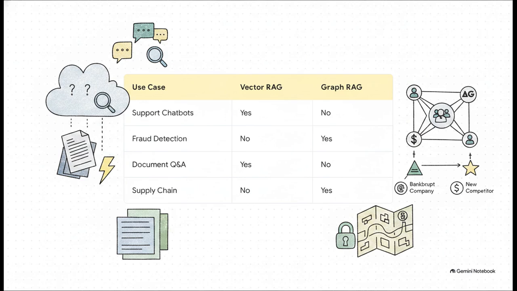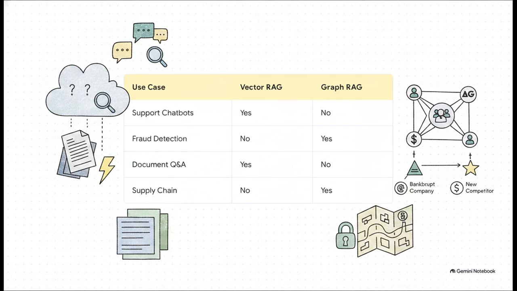So why does this matter? Well, it boils down to having the right tool for the right job. Vector search is fantastic, and super fast, for unstructured document lookup. We're talking customer chatbots or searching through a giant PDF manual. But if you want to find complex, hidden relationships, like, say, discovering which board member of a newly bankrupt company also happens to sit on the board of a newly formed competitor, you absolutely need the deep, multi-hop precision of GraphRAG.